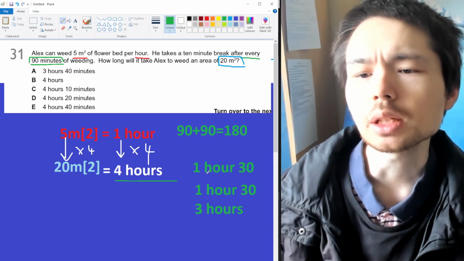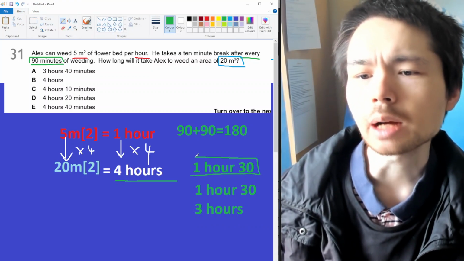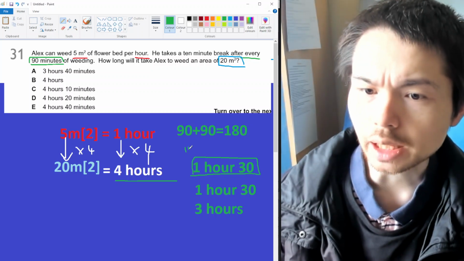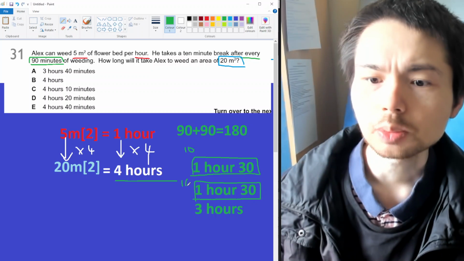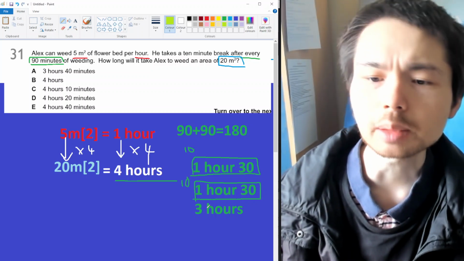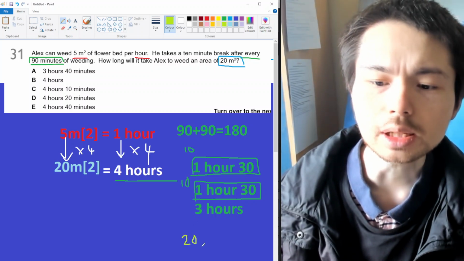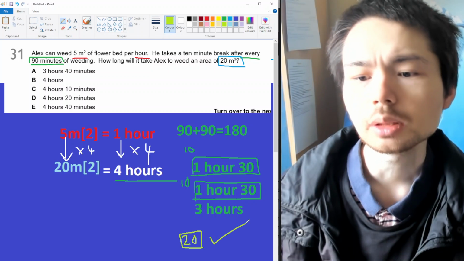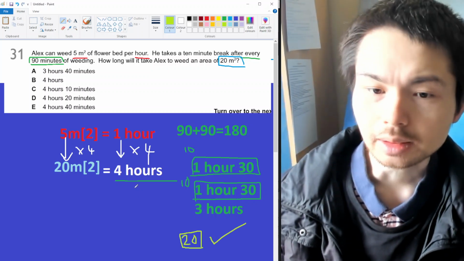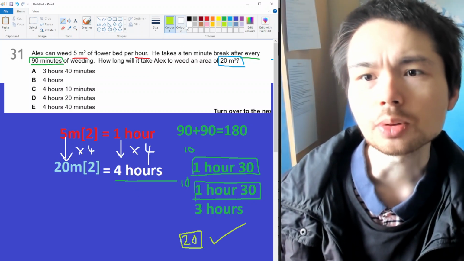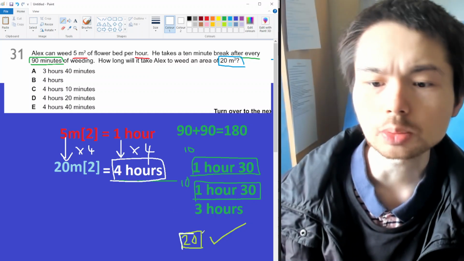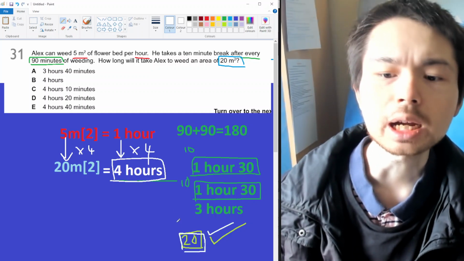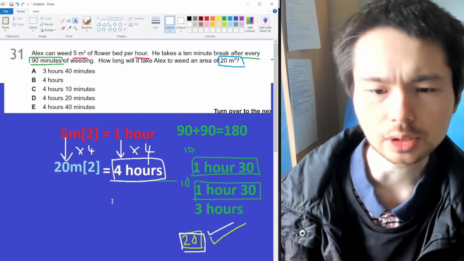Every time you see a green number, every 1 hour 30 minutes that passes, you will get a 10-minute break. Here, another 10-minute break. We care about the total break time. 10 plus 10 equals 20 minute break. So we add that on to this bit. 4 hours for the whole job for Alex. But you've got to rest when you're doing your job. 4 hours plus 20 minutes, that is your answer.